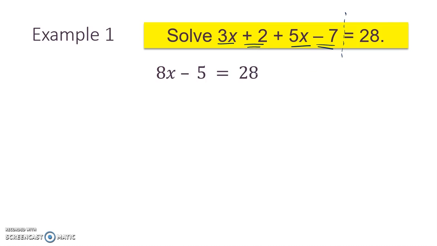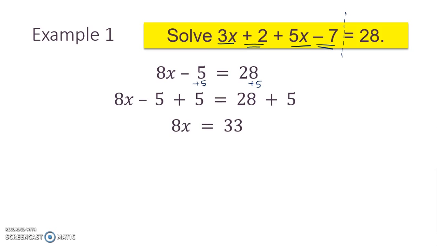And now that we've combined our like terms, we'll go ahead and solve it. So first things first, adding 5 to both sides to get rid of our 5, so a negative 5 and a positive 5 will give us 0, so we have 8x, and then 28 plus 5 is 33. Then we'll divide each side by 8.